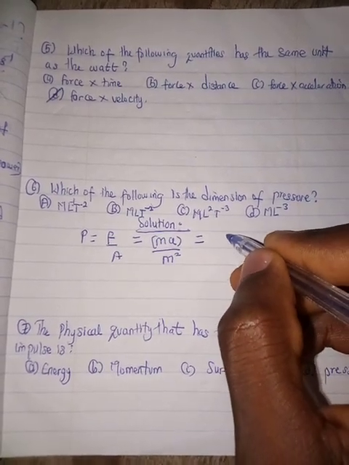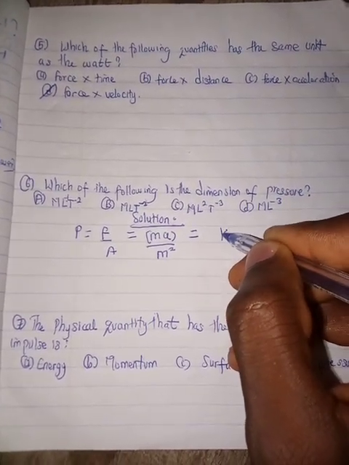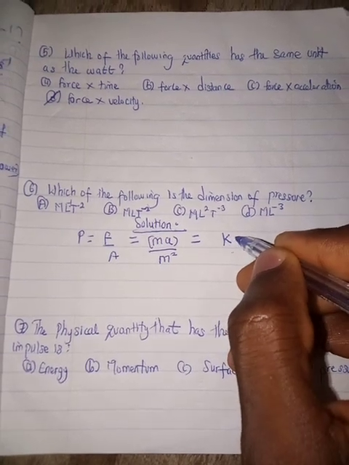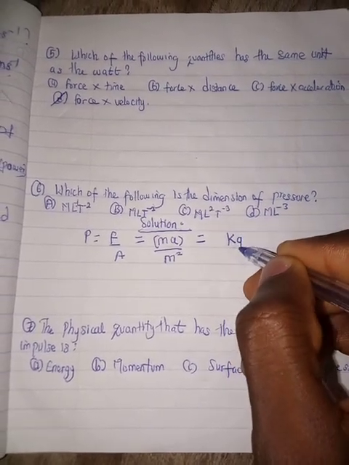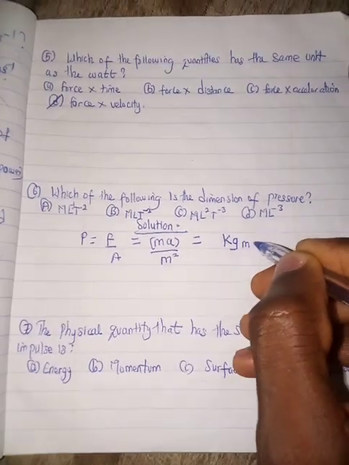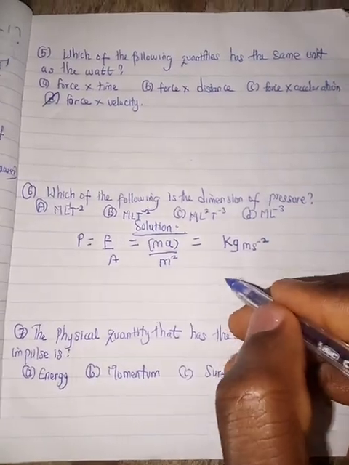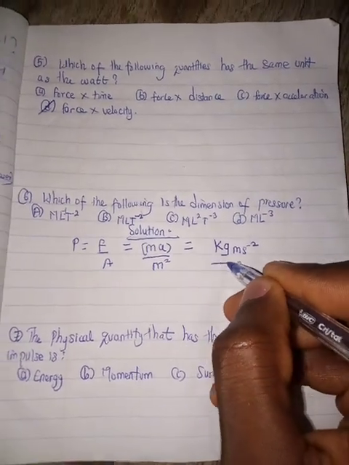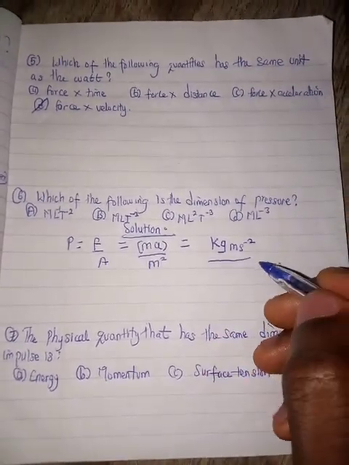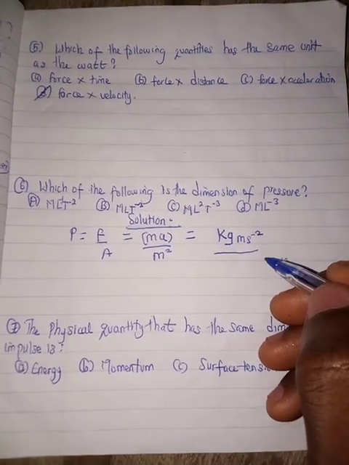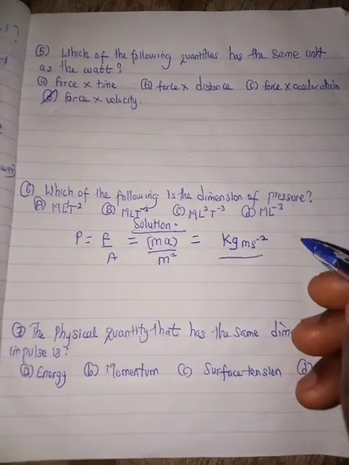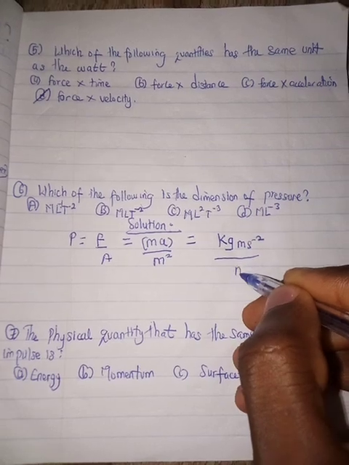Then M, mass, that's in kilogram. Then acceleration in meter per second square, not meter per second, but meter per second square. It is not velocity. Take note, because when you solve wrongly, make a little error, your answer will still be in the options. So be very careful.